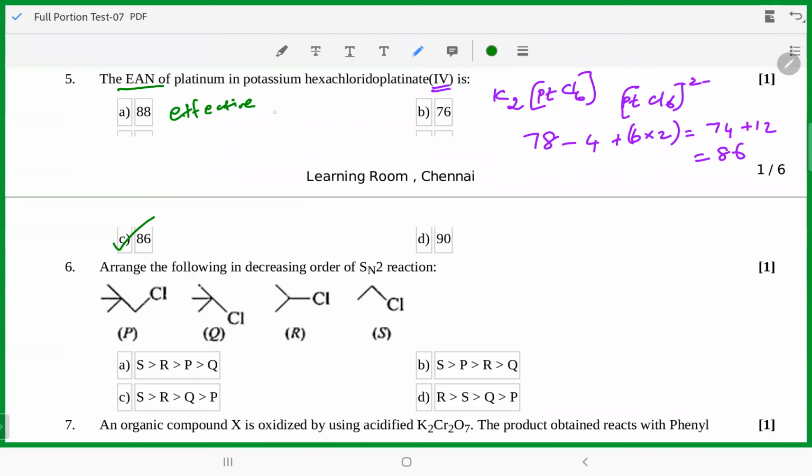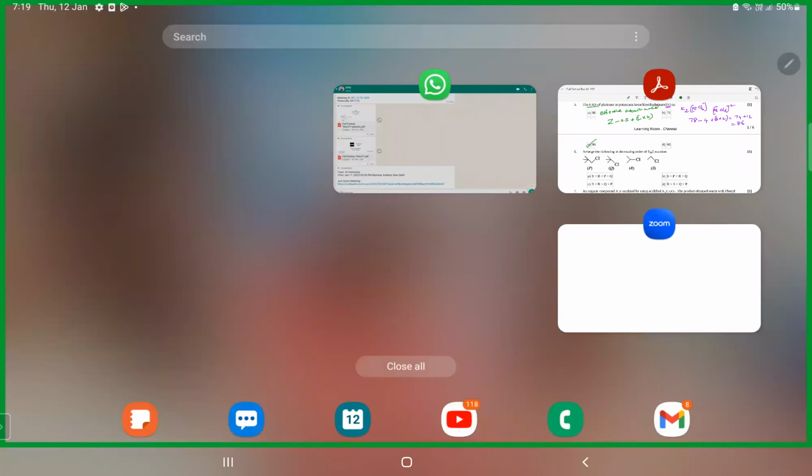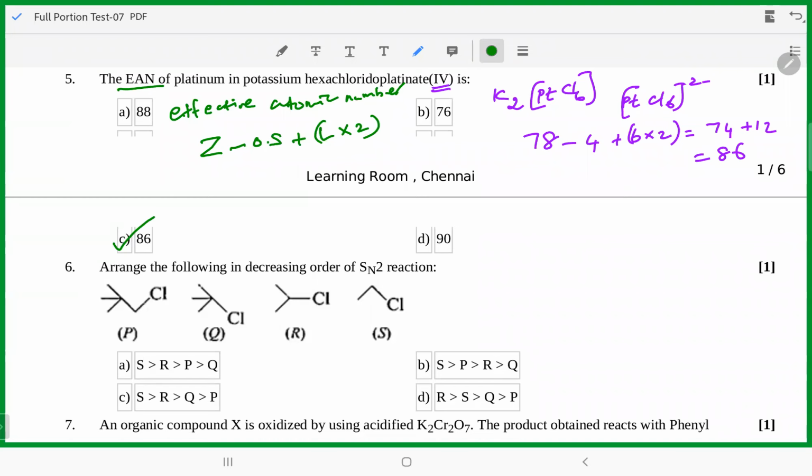Effective atomic number. You can calculate it for all complexes. How do you calculate? You choose the central metal atom. The central metal atom's atomic number, minus the oxidation state, plus, how many ligands are there? Each ligand will contribute 2 electrons. Everything you add, the number you get should equal the nearest noble gas configuration. If you get the nearest noble gas configuration, that complex is stable. If not, it is not stable.